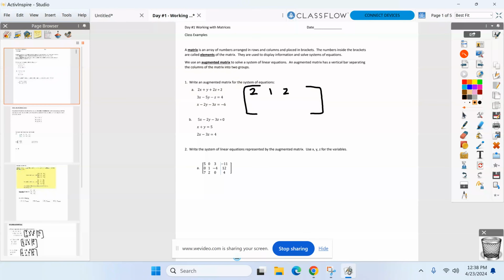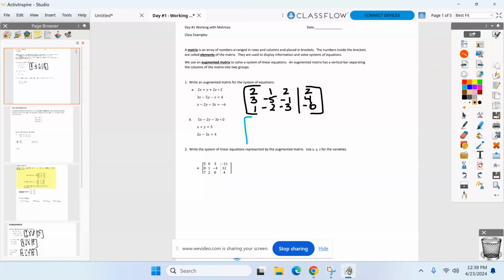2, 1, 2. Then watch what I'm about to do. To signal that we got the equal sign, we're going to put a vertical bar down right here. That signals that's the equal sign. And on the other side, we're going to put a 2. And then we'll keep going. 3, negative 5, negative 1, and 4. And then the final one, 1, negative 2, negative 3, negative 6. So there's your first matrix, represented by that system of equations. And we always assume it's x, y, z. That's what we always use. So x's, y's, z's.